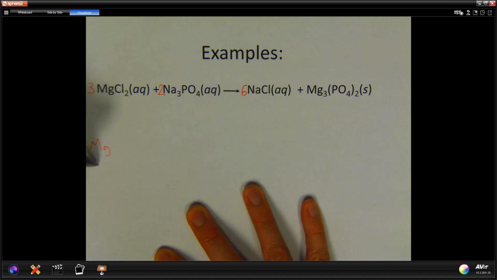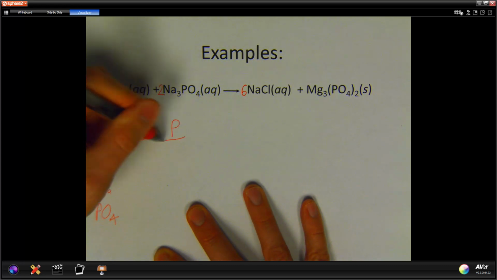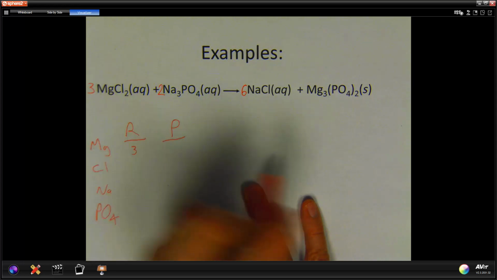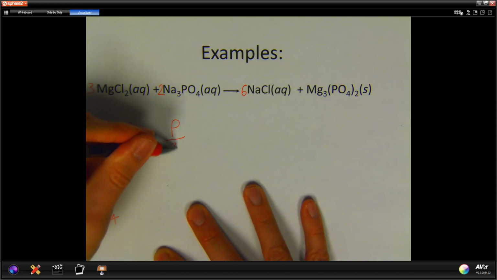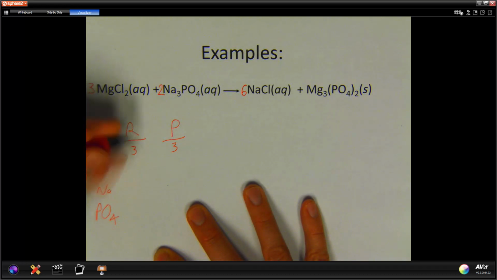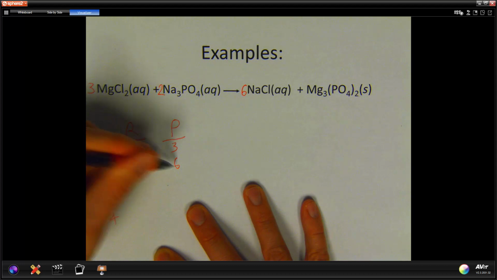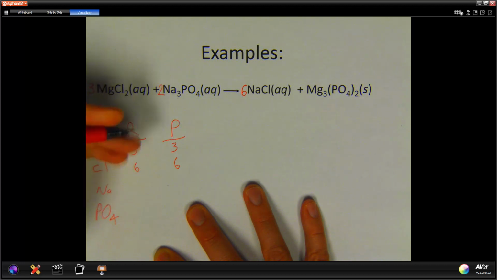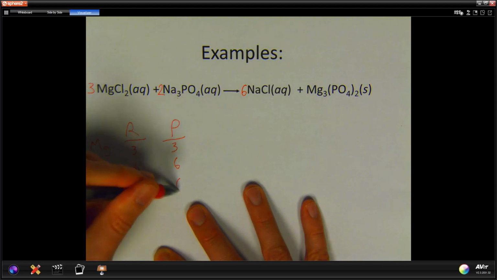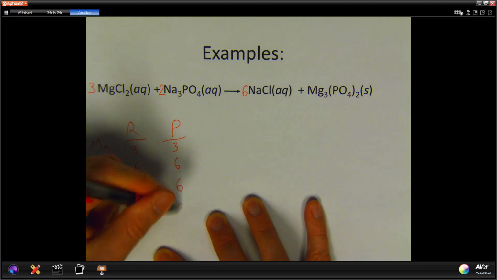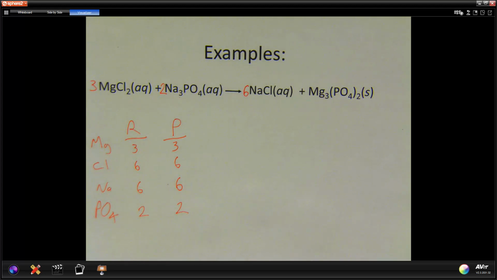So we have magnesium, we have chloride, we have sodium. I'm going to treat, again, the phosphate as one thing. So we have the reactant side, we have the product side. And so let's just double check each one. So we have 3 magnesium on the reactant side. We have 3 on the product side. For the chloride, we have 3 times 2 is 6. For chloride, we have 6 over here. For sodium, we have 2 times 3 is 6. We again have 6 over here. For the phosphate, we have a 2. And over here, we have a 2. So that one is in fact balanced.